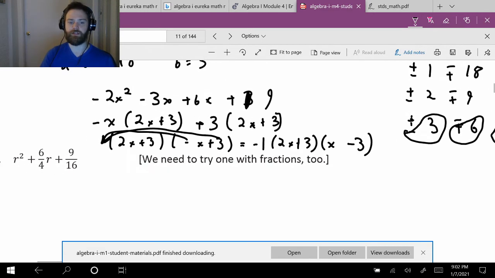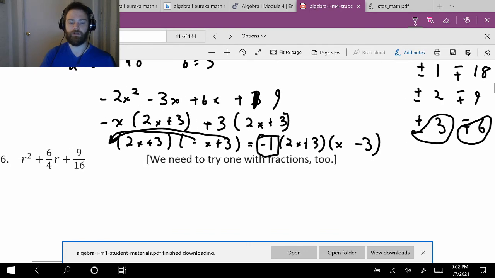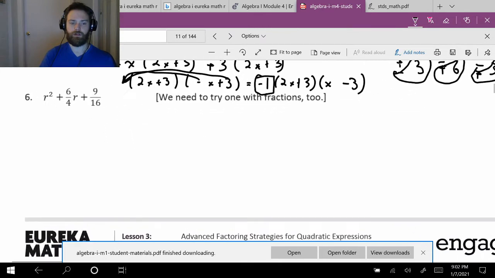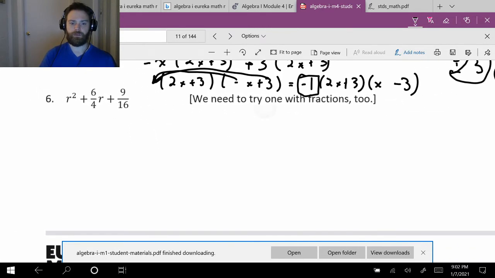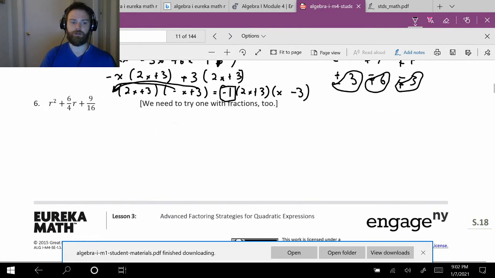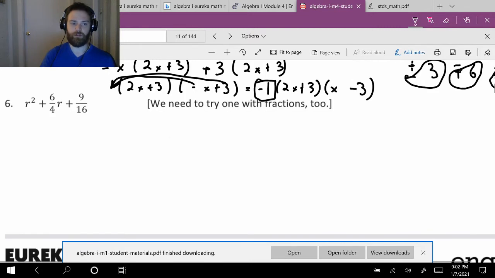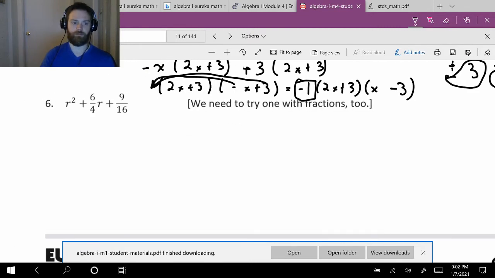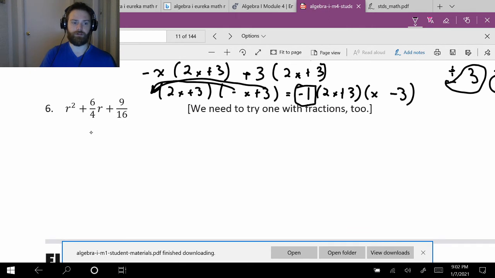So that's the leading coefficient is what it was talking about. So here's that leading coefficient. It says we need to try one with fractions too. Oh, no, too hard. No, not doing it. I'm just kidding. Okay, let's do it. I'm looking for two numbers that multiply to be 9 over 16, but add to be 6 over 4.